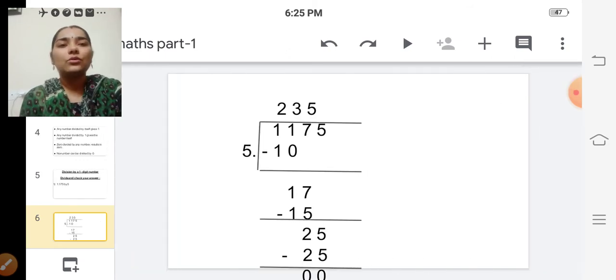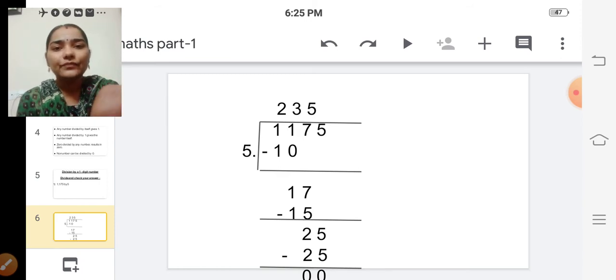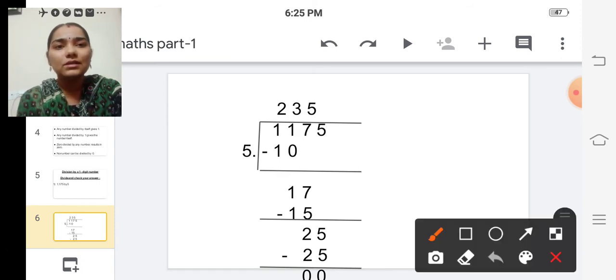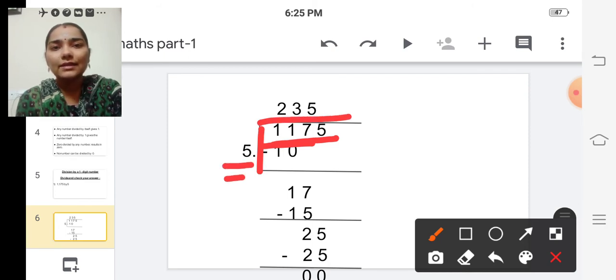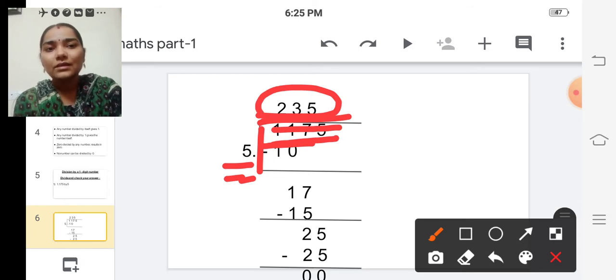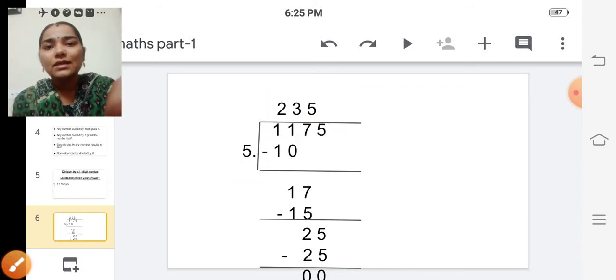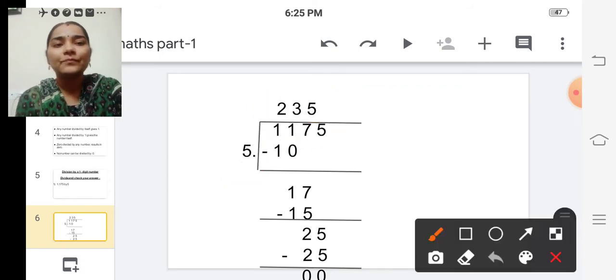So shall we see? This is the form of division. We have to write the dividend inside the lines. And on the left side we are going to write the divisor. And on the top of the line we are going to write the quotient. And this one is the remainder. Shall we see how to divide?